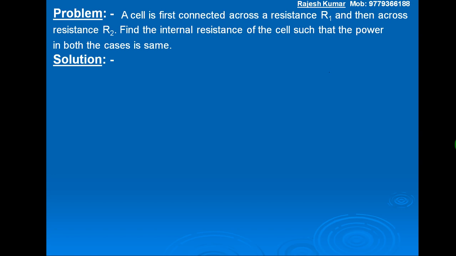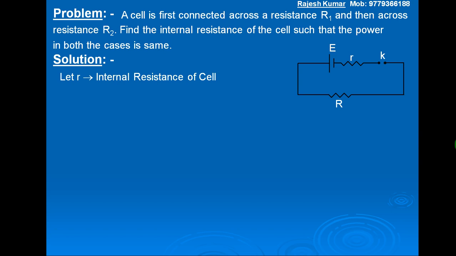Now the solution is: suppose this is a cell of EMF E and internal resistance r, connected with a key K and external resistance R across the cell. Let r be the internal resistance of the cell, E the EMF of the cell, and R the external resistance.